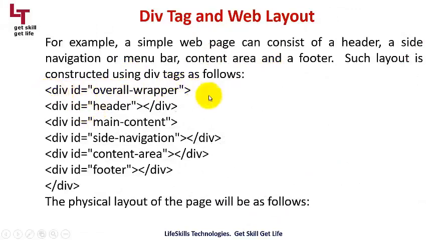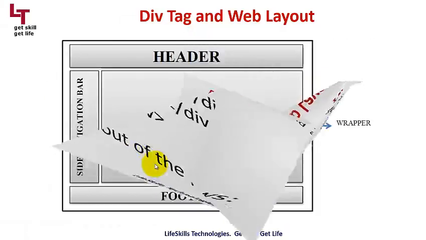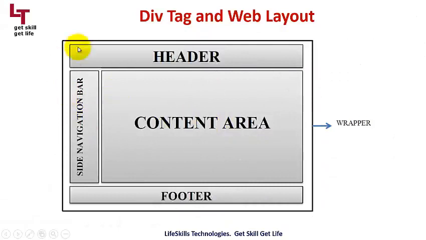I didn't close the div here, but I closed it at the bottom here, making sure the other 5 divisions are inside it. Now, the physical layout will be like this. Look at this. I have a header that will contain the logo, the banner, some information, maybe a search bar of the site. Then I have the site navigation bar here.